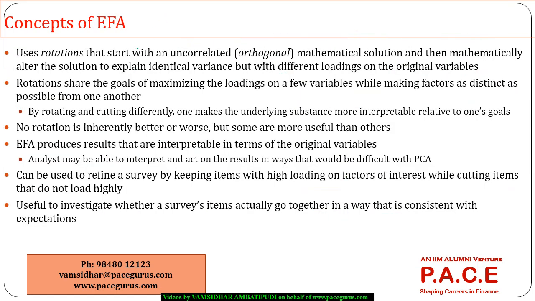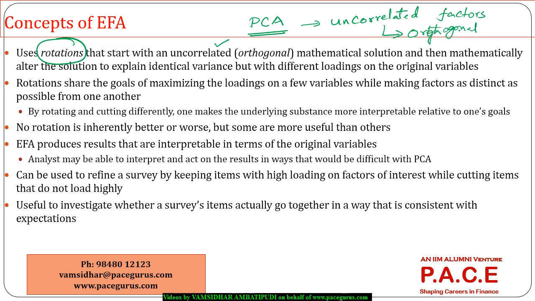So again, it uses some concepts called rotations, right? We'll talk about different kinds of rotations, wherein initially it starts with a solution that a PCA might have created for you, where you have uncorrelated factors, because in a PCA also, the output that we have seen, the correlation between the components that got created was zero. So when the correlations are zero, we also call it an orthogonal kind of solution. It means there is no intercorrelation existing between those variables.